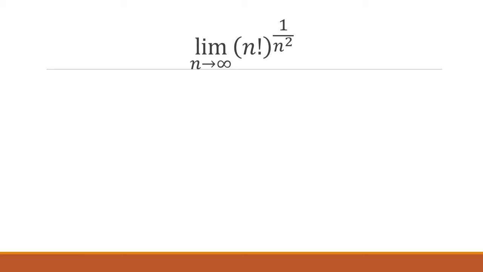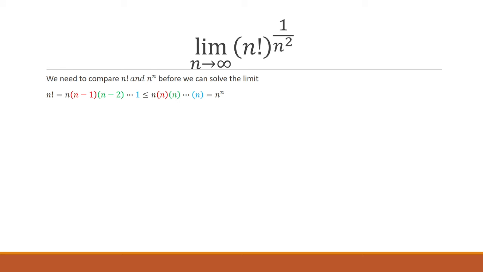Now for the final problem, we'll be looking at the limit as n approaches infinity of n factorial raised to the 1 over n squared power. But before we can solve this limit, I want to compare n factorial with n to the n power. So n factorial, by definition, is n times n minus 1 times n minus 2 times all the way down to 1. Versus n to the n power is n times n times n, n times.